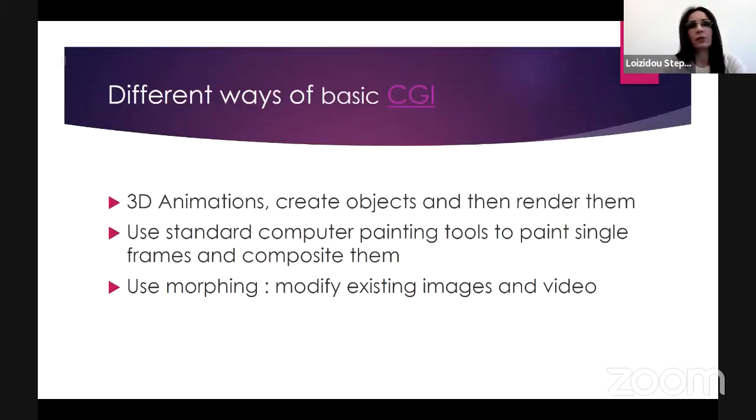So the 3D animators create the objects, and finally they render them. We use standard computer painting tools sometimes in order to composite them, and do some kind of tricks in this pipeline of things. And lastly, or in parallel to this, we do morphing.